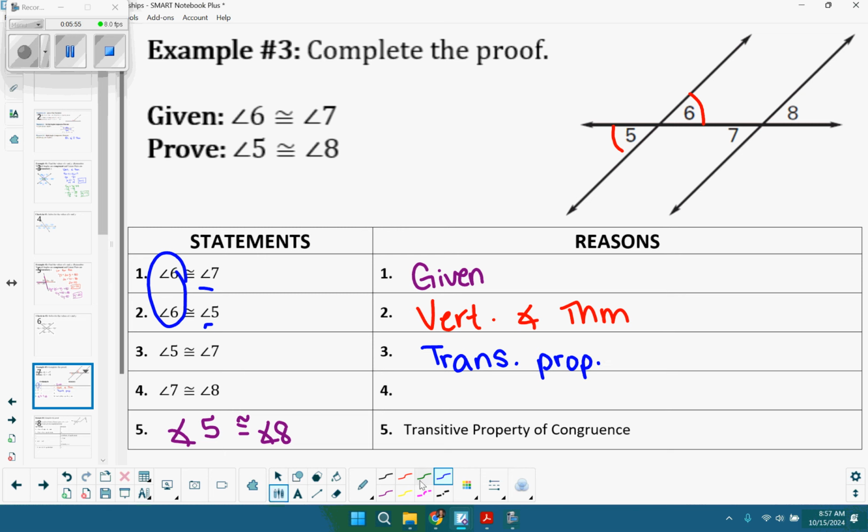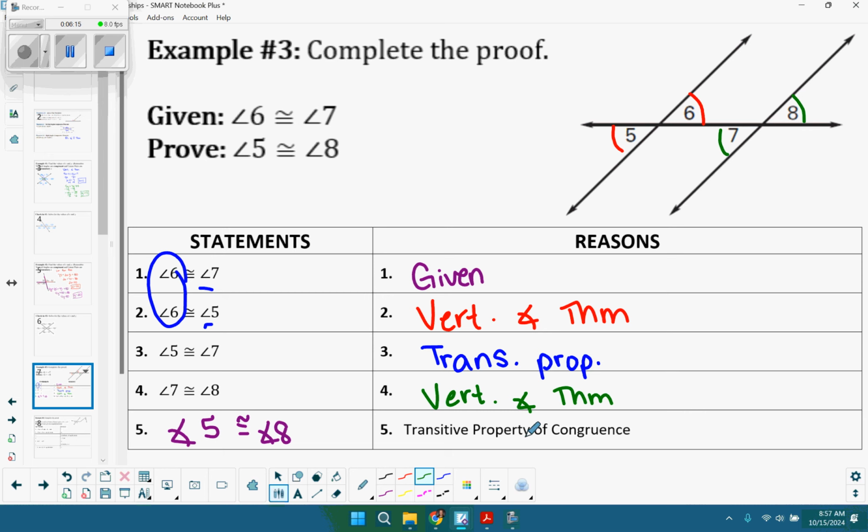Anytime we link, that's the transitive property. Now they're saying angle 7 is congruent to angle 8, and I've seen angle 7 before, but I've never seen angle 8 before. So in my picture, angle 7 and angle 8 are also vertical angles. So this will be another vertical angle theorem.